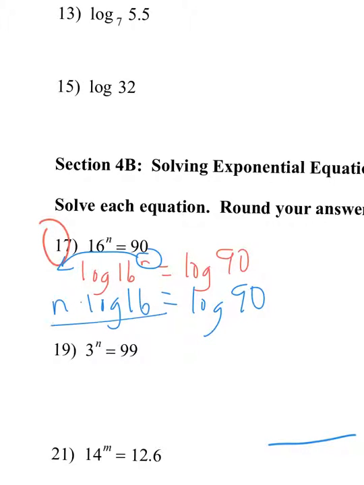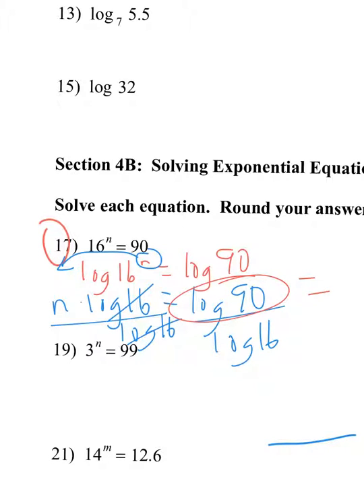Well, now how do I solve for n? I divide by the common log of 16. So just like you did with the change of base formula, we have the log of 90, hit equals, and then divided by the log of 16, hit equals again, and that should be approximately 1.6230 if you round off properly there.